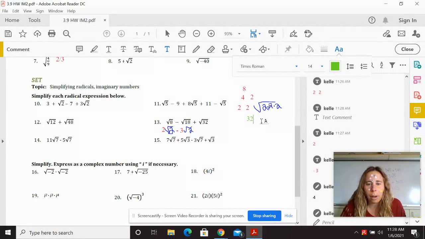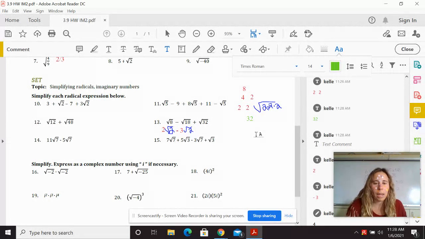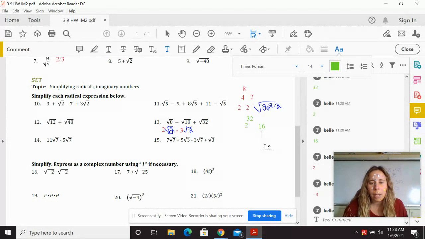Aha, 32. All right, we'll do 2 and 16. You can do whatever you want, we'll get the same thing. So 2 is prime, 16 is not. 16 is either 4 times 4 or 2 times 8. I'm going to do 4 times 4. Neither of those are prime, so we have to keep going.